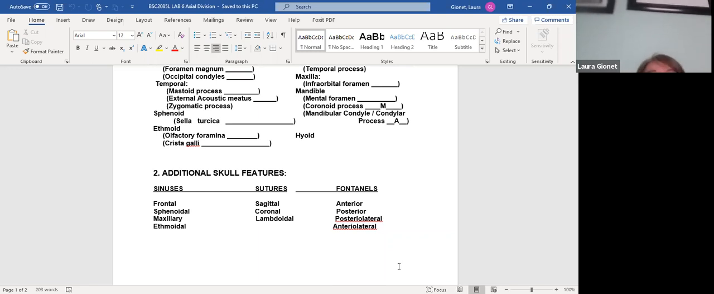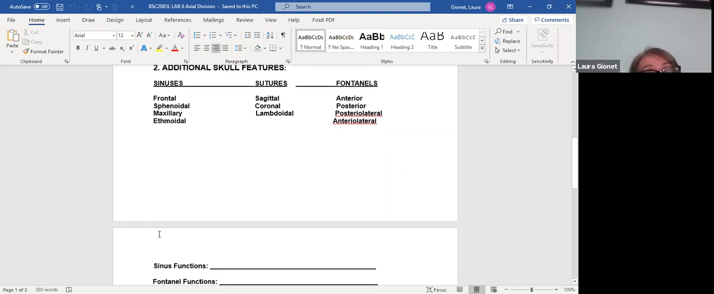All right, then additional skull features. We're going to look at some sinuses, some sutures, and some fontanelles. Remember, below these three headings, you have sinus functions with a blank line. This is where we're going to write in some of the sinus functions. And then below that, fontanelle functions with a blank line. So I want you to jot in a few things that you're capable of remembering, at least one or two accurate phrases about the functions of those two things.